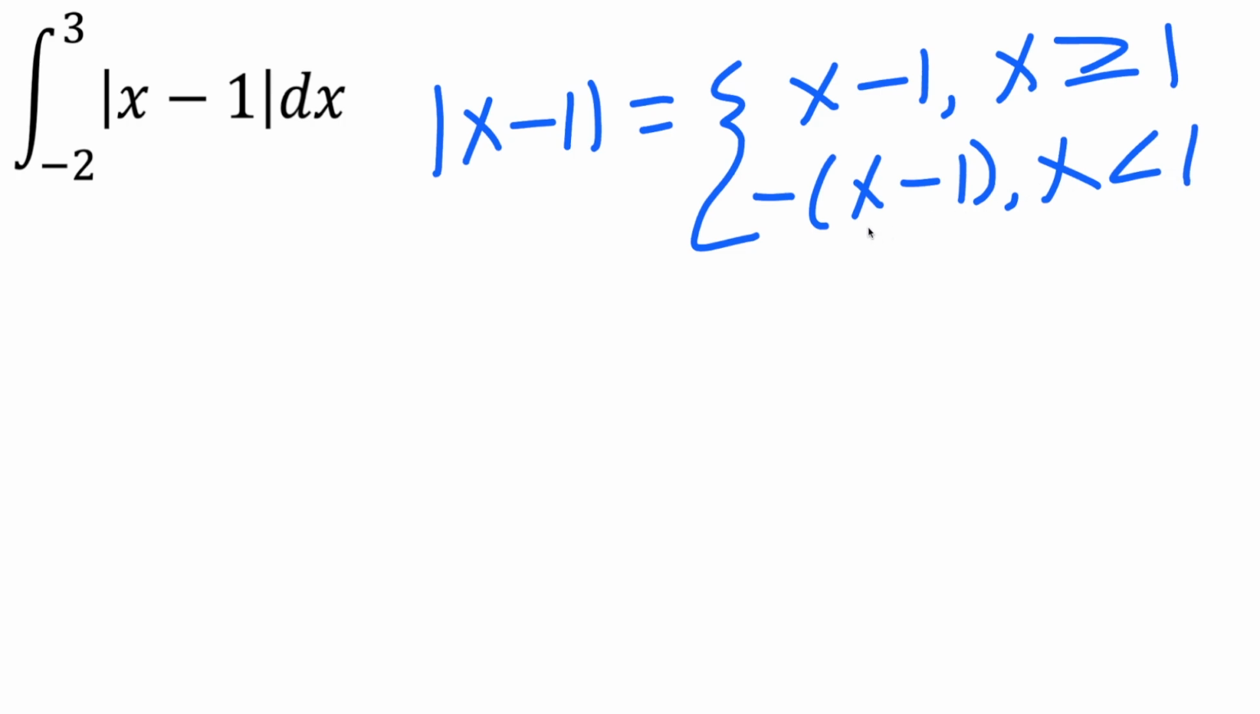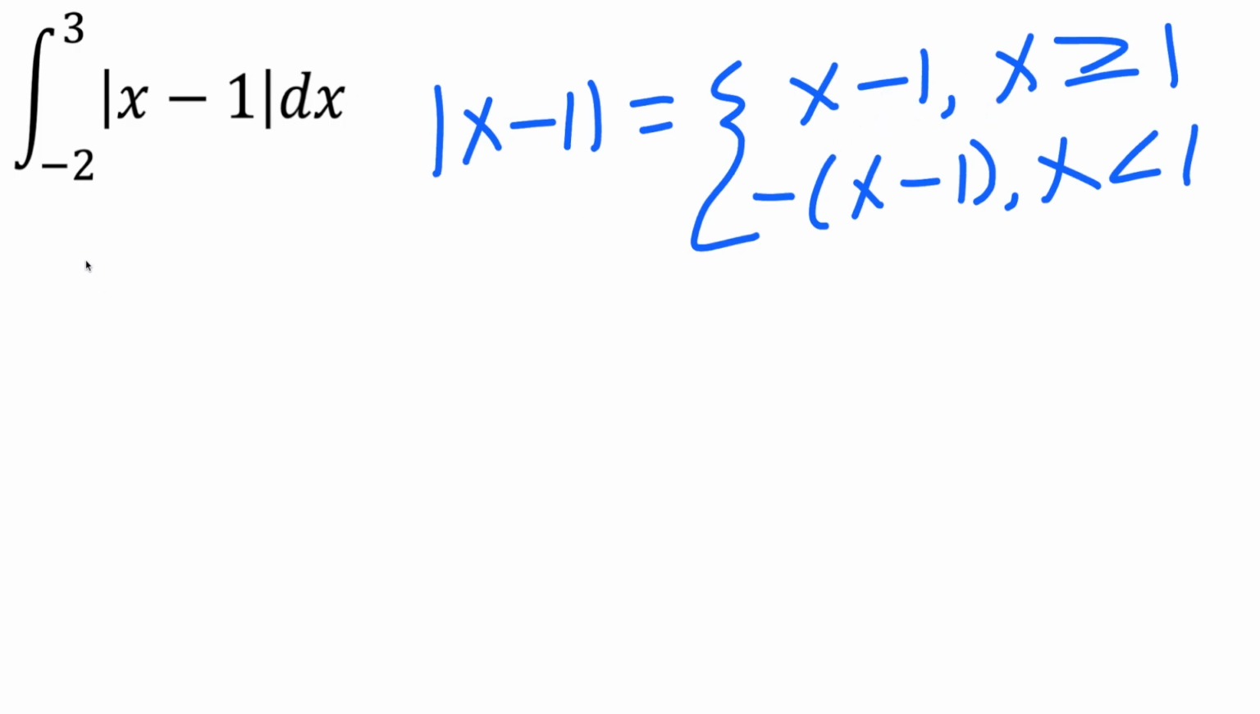Let's think about this. A number less than 1, let's try 0. 0 minus 1 is negative 1. The absolute value of negative 1 is 1. Let's try this piece. Negative parentheses 0 minus 1, so negative parentheses negative 1, which is positive 1. And the reason we have to do it this way is the integral of an absolute value symbol, we don't know how to operate that. But when you split it up, we can operate it.